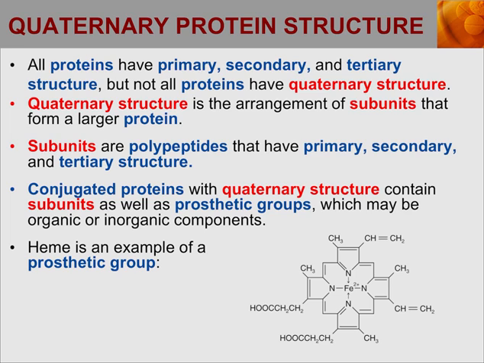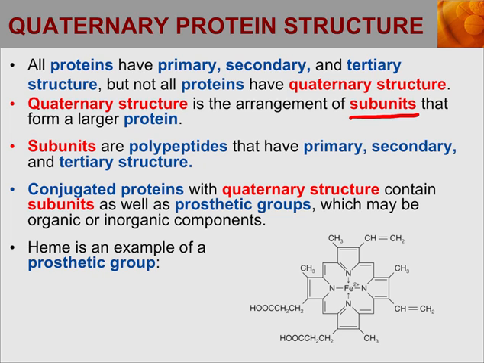So now we come to the last type of protein structure, which is called the quaternary protein structure. So far we've covered primary, secondary, and tertiary structures. All proteins have these three structures. They just build on each other, right? But not all proteins have this quaternary structure. So quaternary structure is the arrangement of subunits that form a larger protein.